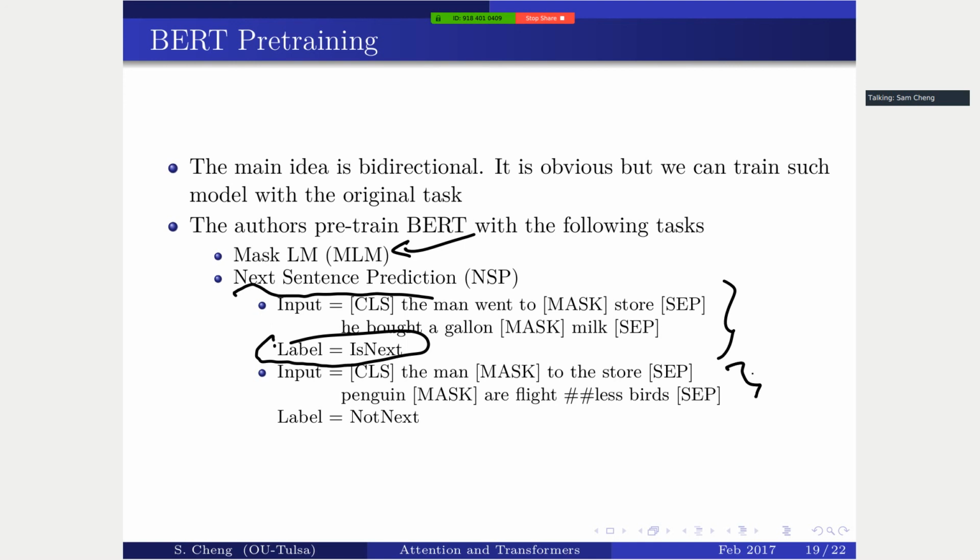Of course, theoretically speaking, you may run into cases where you automatically pack two sentences together and they turn out to be related anyway. But most of the time that won't happen. So you just pack two sentences, for example, the man went to the store, and then penguins are a flightless bird. Of course this should be labeled not next, and you train the model to do this.